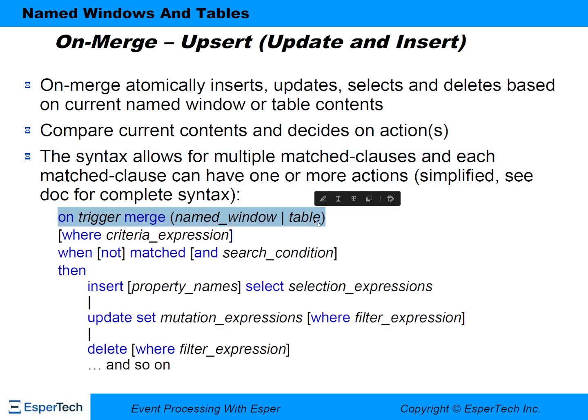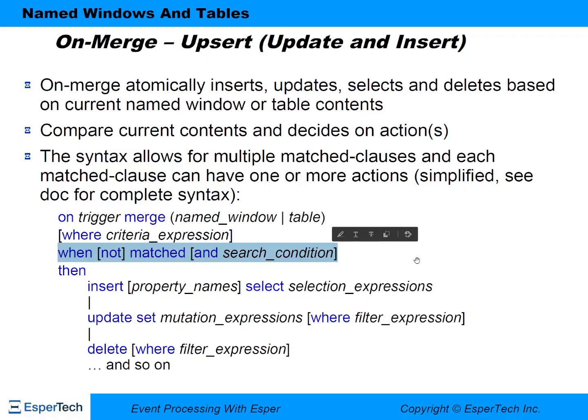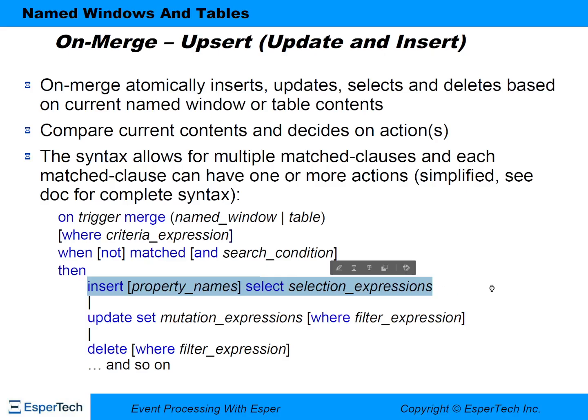OnTrigger. Merge named window or table name. Optionally, the where keyword and a criteria expression. The when keyword and, optionally, the not keyword and then the matched keyword. Optionally, the and keyword and a search condition. The then keyword. After the then keyword are actions.